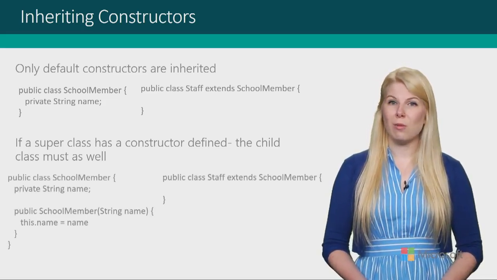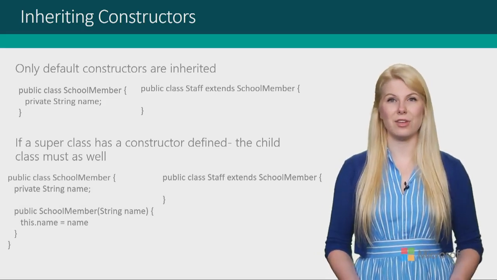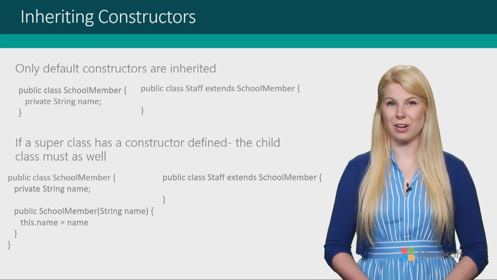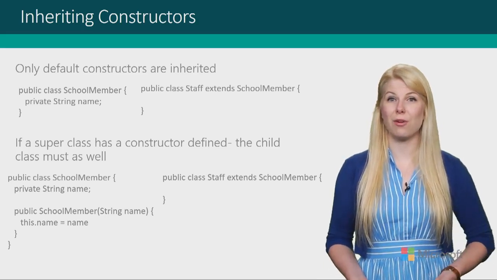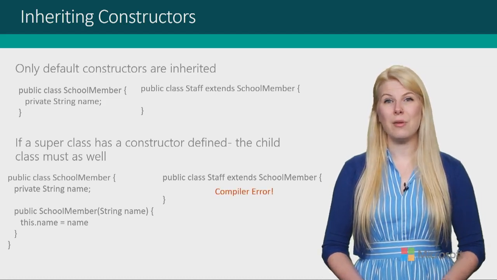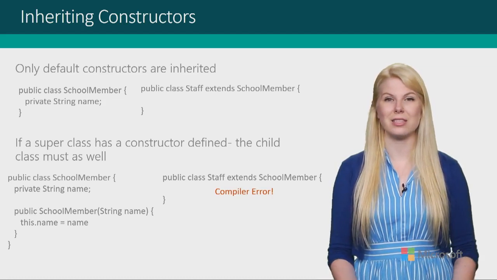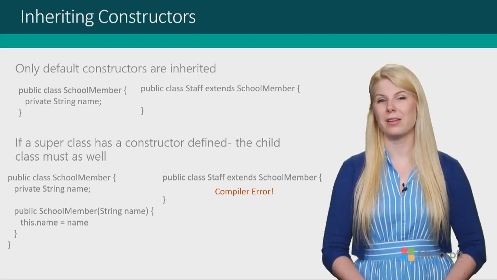Let's say you're writing school member and you want a constructor that takes in a parameter to set the name, just sets the field. Now that we have a defined constructor, we don't inherit a constructor for our subclass anymore. And when we try to compile it, now we get a compiler error because it doesn't have a constructor. It can't inherit this thing that we explicitly wrote.